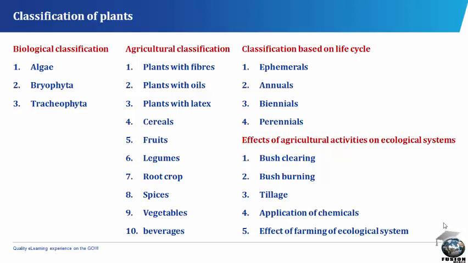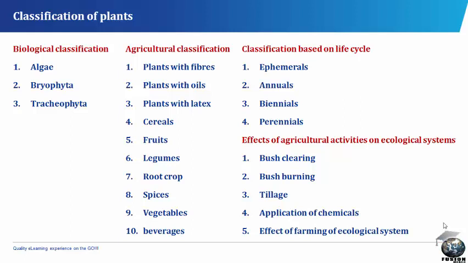Classification based on life cycle. 1. Ephemerals. 2. Annuals. 3. Biennials. 4. Perennials. For ephemerals, plants have a few weeks life cycle. Examples are waterleaf and amaranthus. For annuals, plants with 1 year life cycle. Examples are maize, rice, tomatoes, etc.